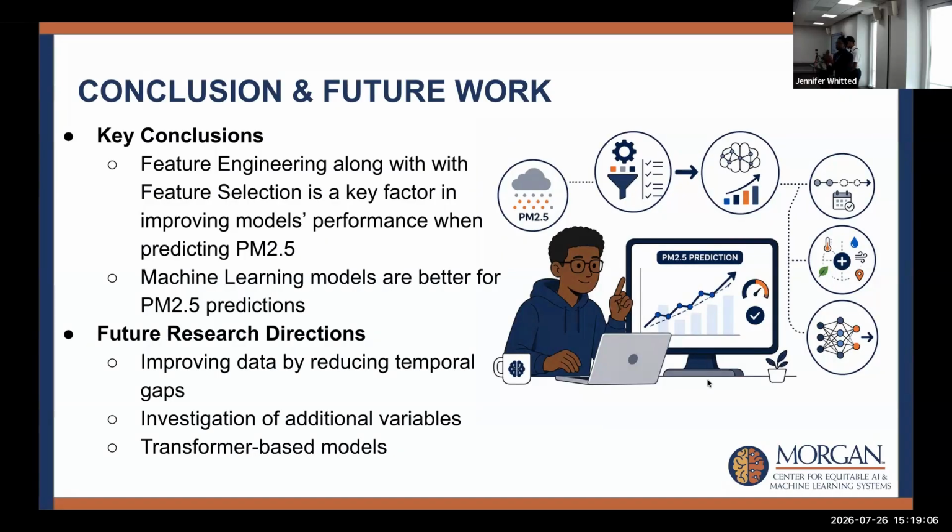In the future, we want to pick up a few things. We want to improve data by reducing temporal gaps.